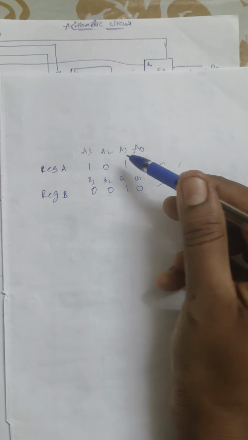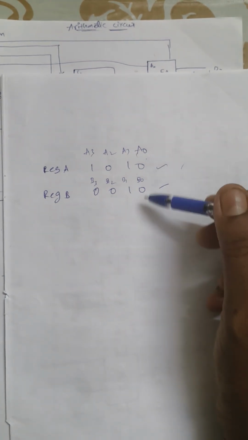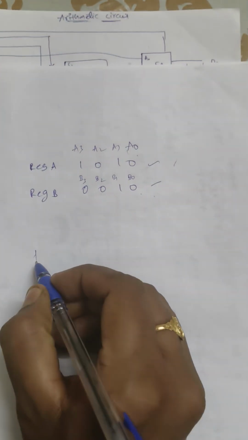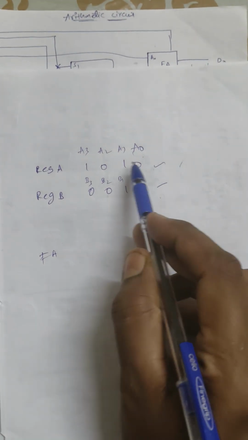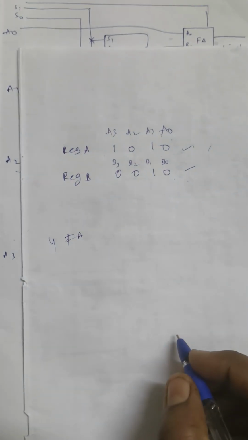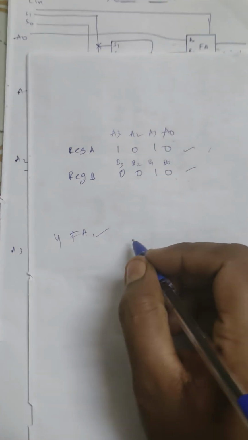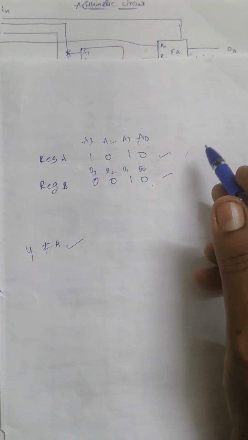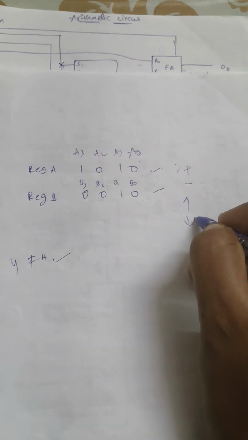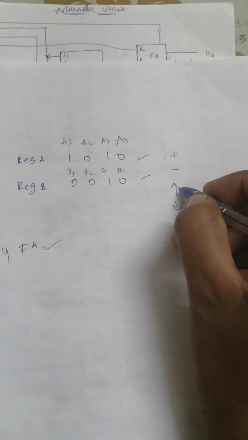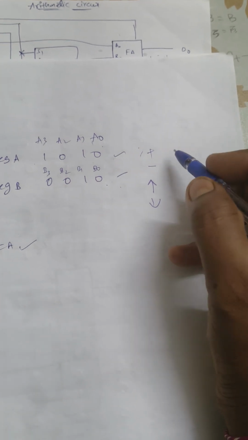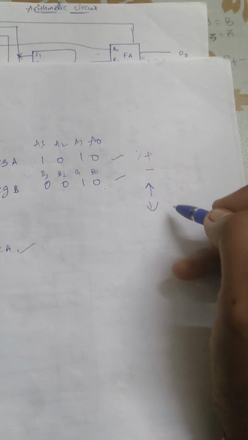To perform operations on these 2 bits, we have to consider a circuit called a full adder. Since we have 4 bits of information, we need 4 full adder circuits. After that, we have different types of operations: addition, subtraction, increment or decrement. At a time I want to perform either addition, subtraction, increment or decrement.